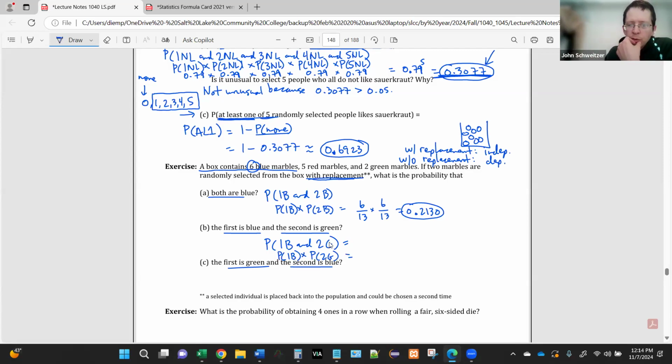Okay, so the probability the first one is blue, well, there's 6 out of 13 blue, and then green, there's not as many of those, there's 2 out of 13. So that's going to be 0.0710. It wouldn't be unusual, but it's not very likely either that you would get the first one being blue and the second one green. What happens if you reverse the order? What's the probability the first is green and the second is blue?